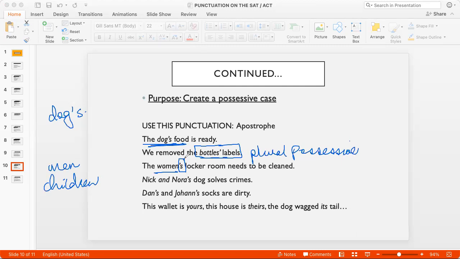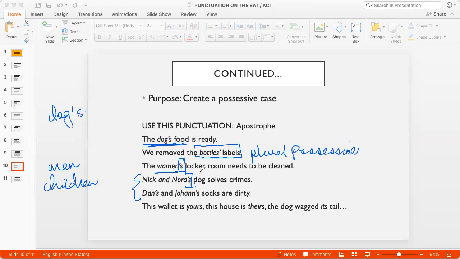Okay, what about if I have multiple subjects? How do I show possession there? If I have Nick and Nora, and I only put an apostrophe after Nora, then it means that the dog belongs jointly to Nick and Nora. It's their dog, right? So I don't say Nick's and Nora's dog. I just say Nick and Nora's dog. I just put the apostrophe S after the second subject to say that the dog belongs to them both.